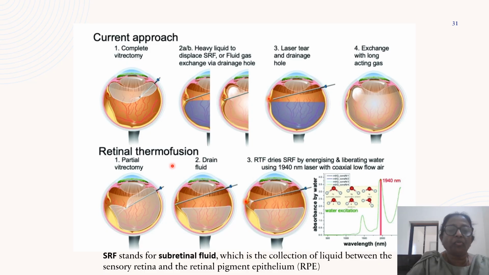In retinal thermofusion, partial vitrectomy is done and fluid is drained out. Then RTF, that is retinal thermofusion, removes the SRF, the subretinal fluid, by energizing and liberating water using a 1940 nm laser with coaxial low-flow air.